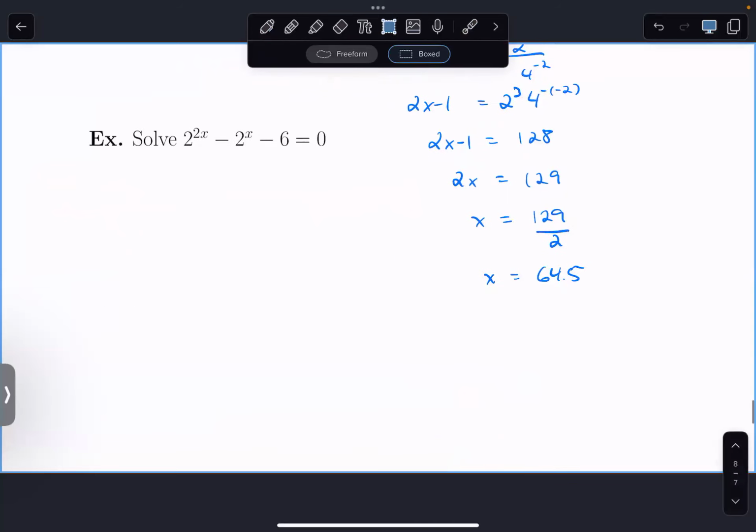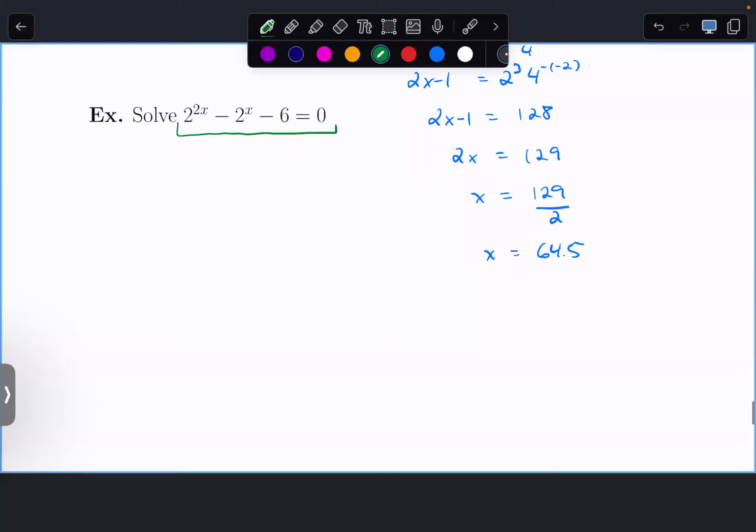We've got our last one. I'm going to give you a clue. You have to convert this into a quadratic first, or it'll be easier at least. So here, notice we can rewrite this as a quadratic.